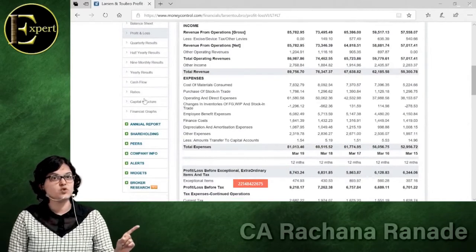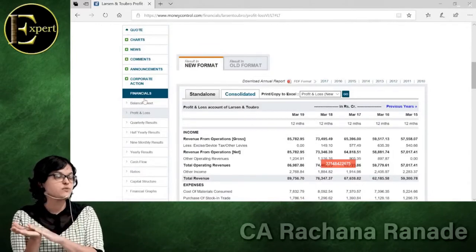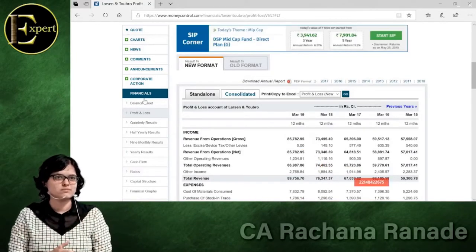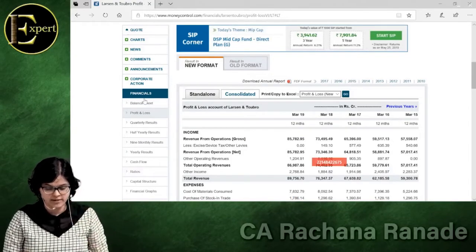So we have a PE ratio, and we have a P to BV ratio also. Price to earning is one ratio, and the other is price to book value. If you are interested, we can take that ratio also. Both are very nice ratios.